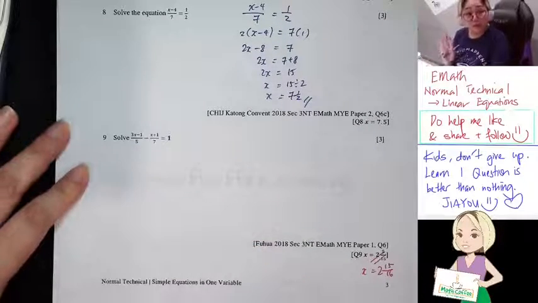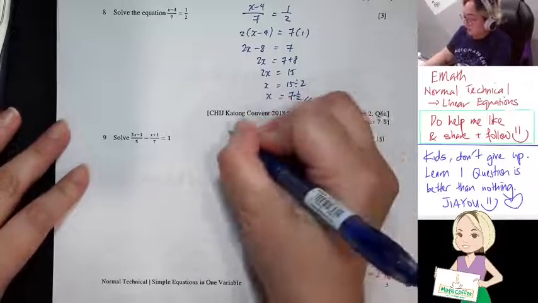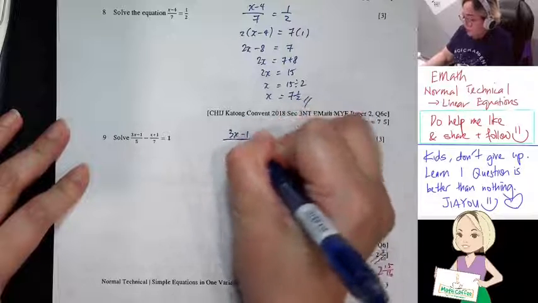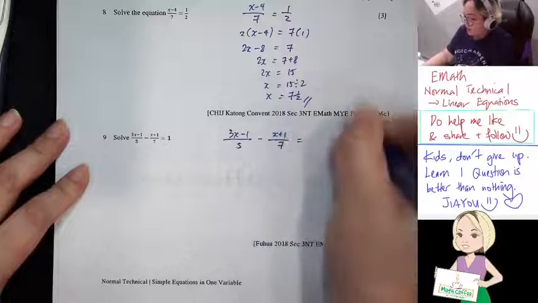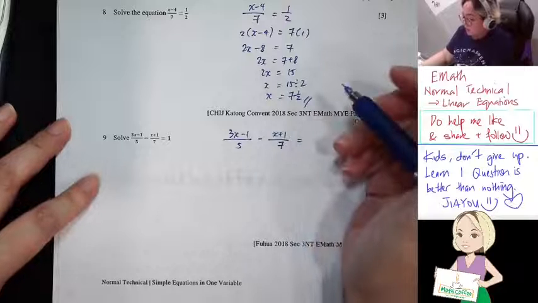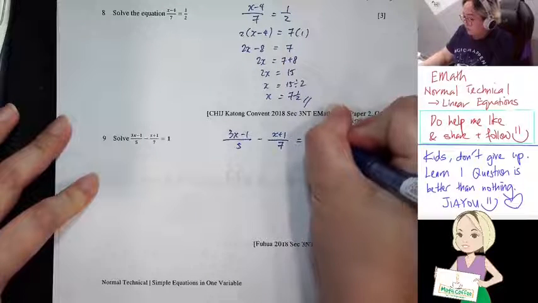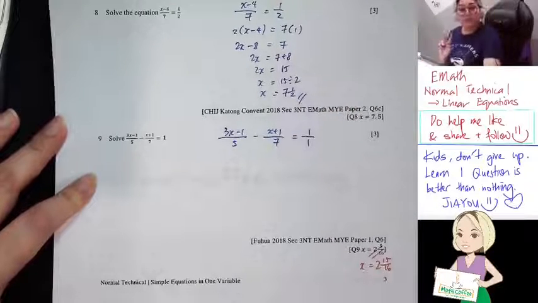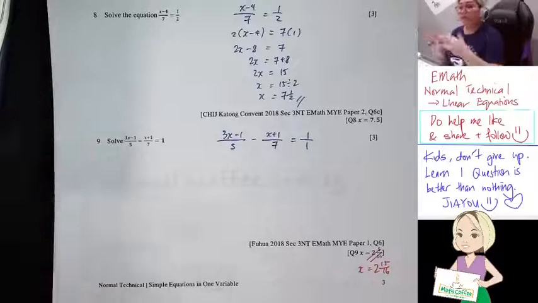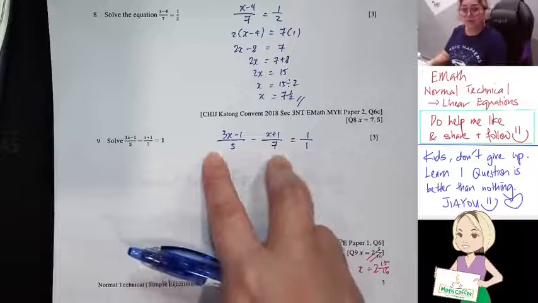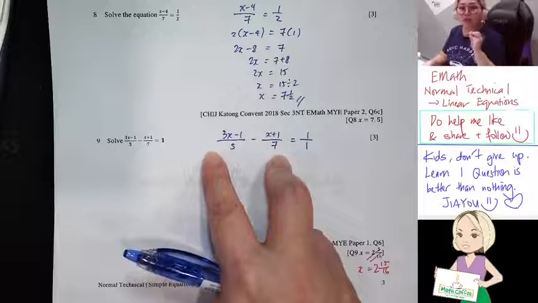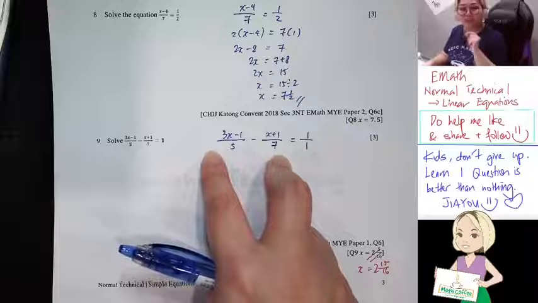Now, the difficulty increases again. So see here: 3x minus 1 over 5 minus x plus 1 over 7. This one is a little bit difficult. It is a little different from the previous. In the previous, you can see the equal sign in the middle and both sides are single fractions, so you straight away cross multiply. But now my left hand side is not a single fraction, so you will have to do an extra step by making it into a single fraction first.